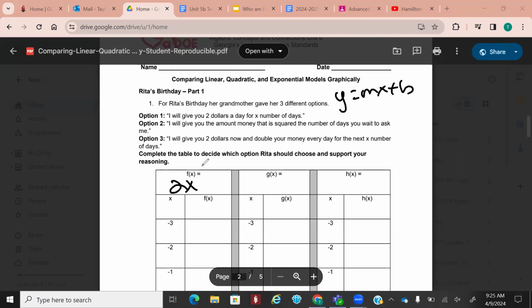On the next one, she says that she's going to square the number of days that you wait to ask. So squaring is what kind of function? Quadratic. So that's going to be x squared.